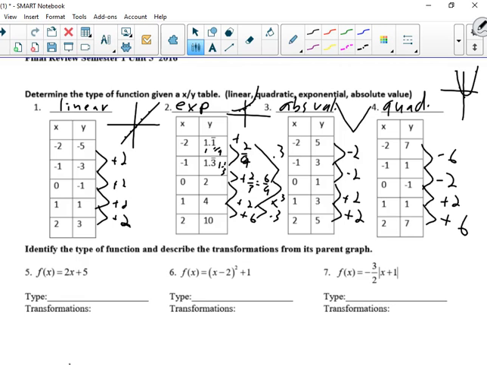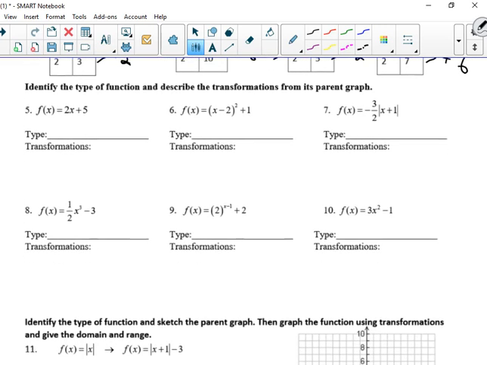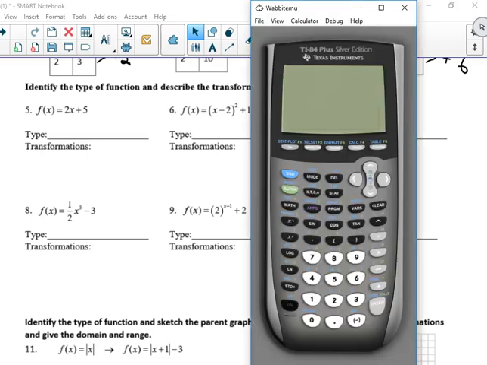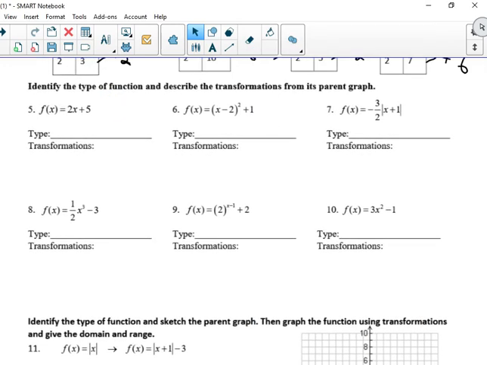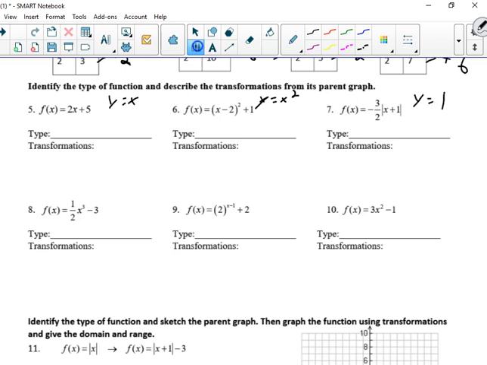So again, go back to what you know. If you have trouble, if you forget what the patterns mean, just roughly sketch it, and you can figure out what it is. Okay, transformations. Again, if you forget this, do not worry. Take your calculator and go, wait, okay, this is like y equals x. Y equals x. And this one's basically y equals x squared. That's the parent function. And this one is y equals the absolute value of x.